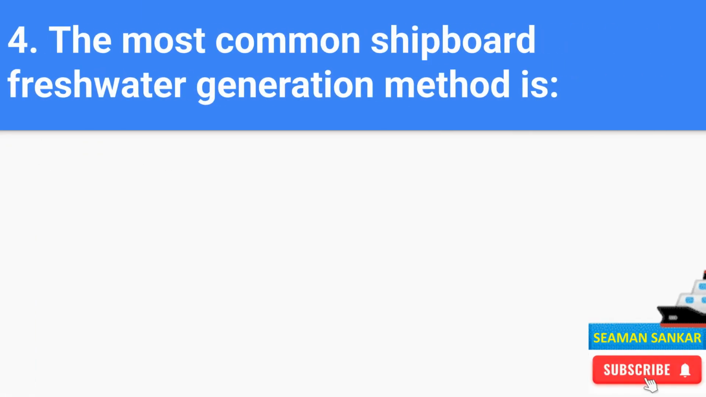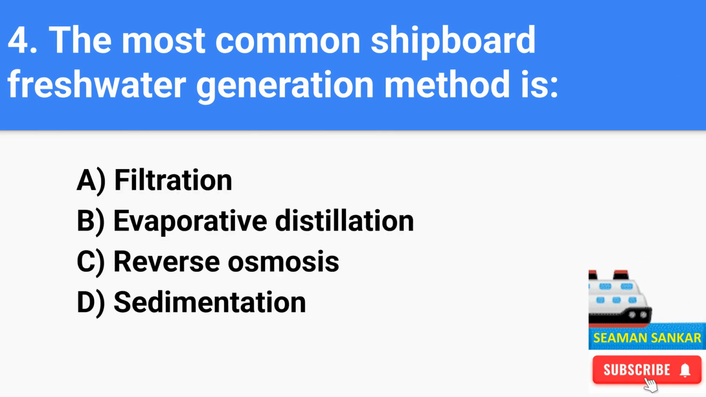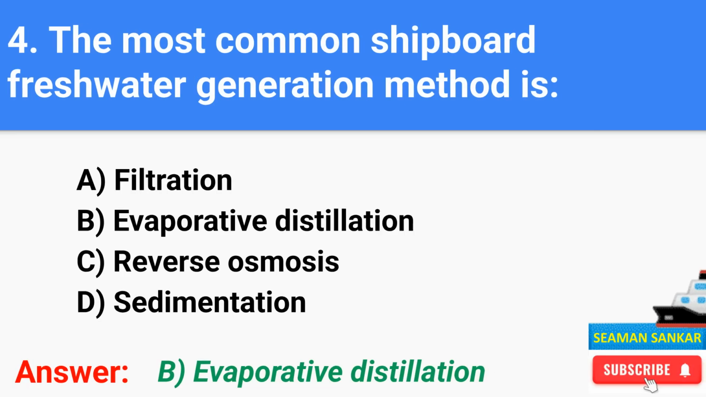Question 4. The most common shipboard freshwater generation method is A. Filtration, B. Evaporative distillation, C. Reverse osmosis, or D. Sedimentation. The answer is B. Evaporative distillation. This is the most prevalent method for generating freshwater onboard vessels.